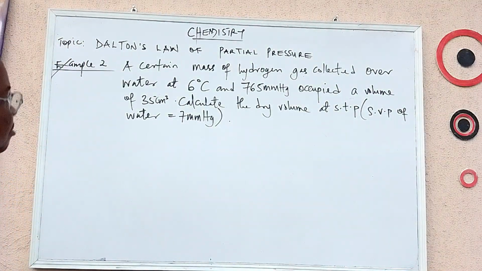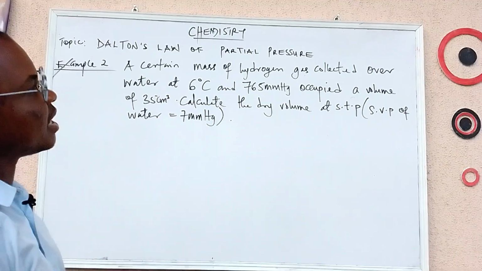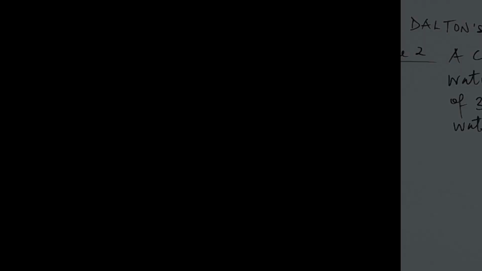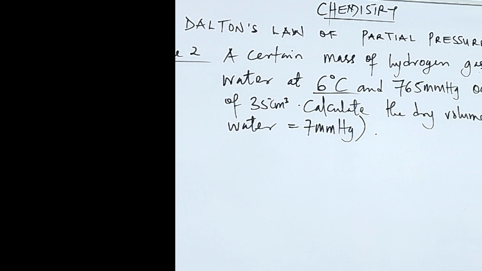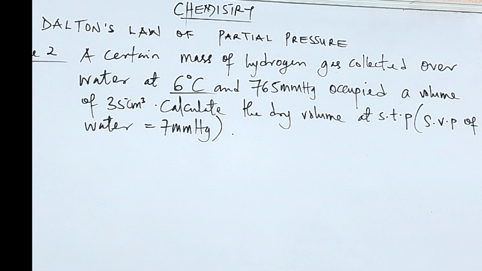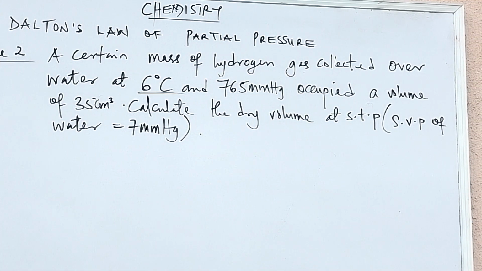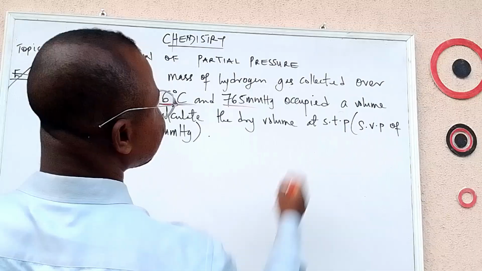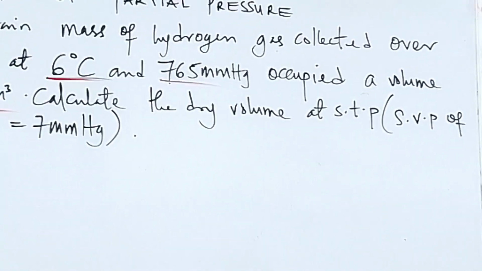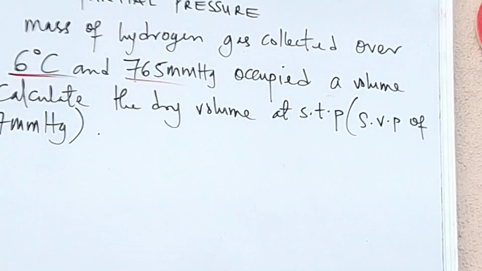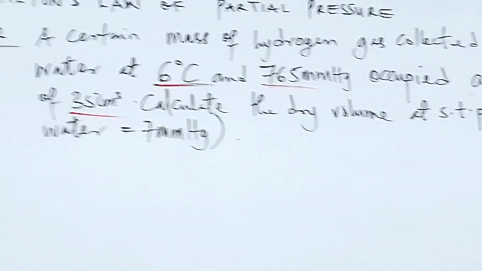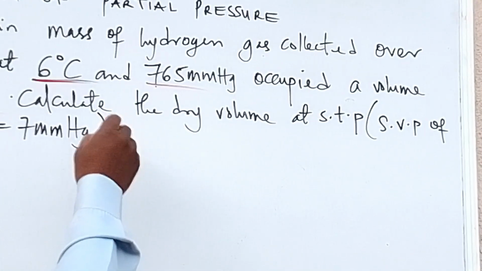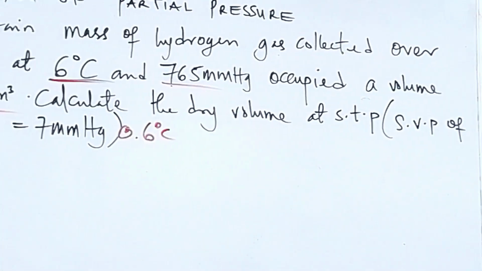Okay, example 2. A certain mass of hydrogen gas is collected over water at 6 degrees C and 765 mmHg, and occupies a volume of 35 cm3. Calculate the dry volume at STP. The saturated vapor pressure of water is 7 mmHg, and this 7 mmHg, of course, is at 6 degrees C. So let's take note of that.